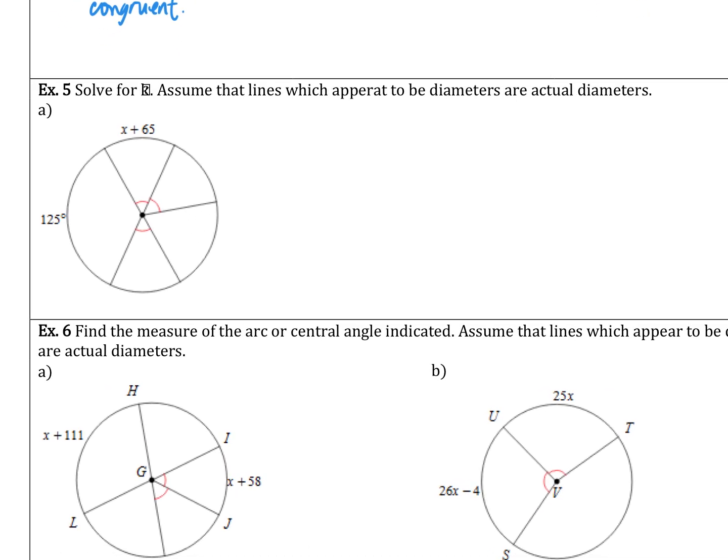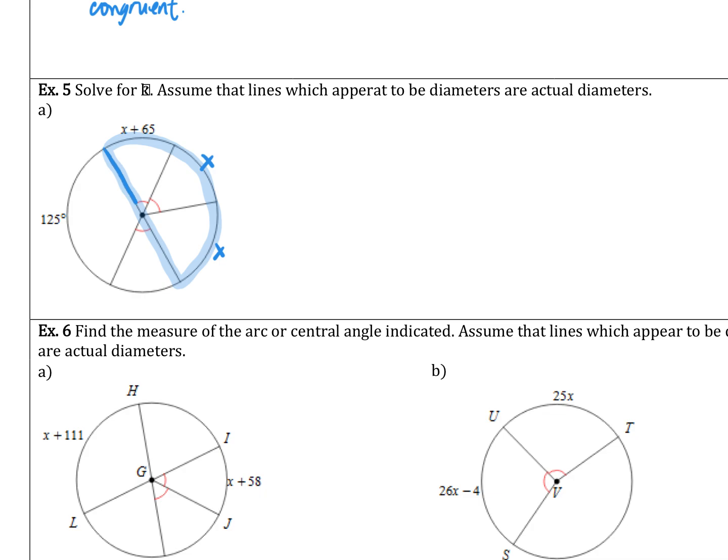Okay, example 5. Solve for x in here. Assume that lines which appear to be diameters are actual diameters. Okay, so the information that has been given to me is that this is a diameter, and I only need to look at this part. So I'm going to label the unknown in here as x. Here, I'm going to say x in here and x in here.